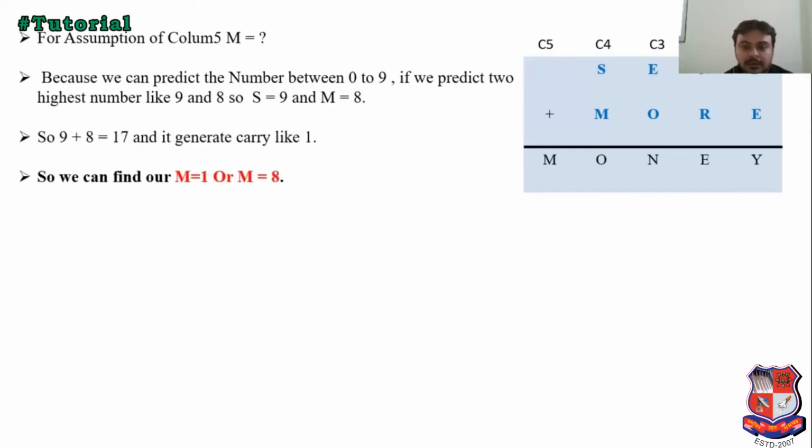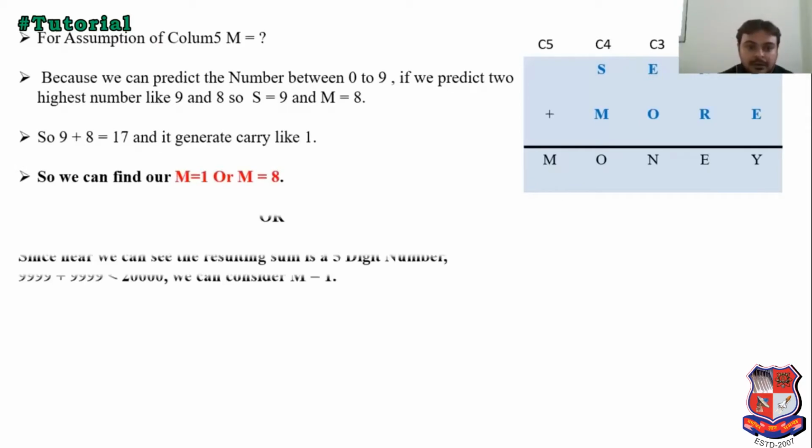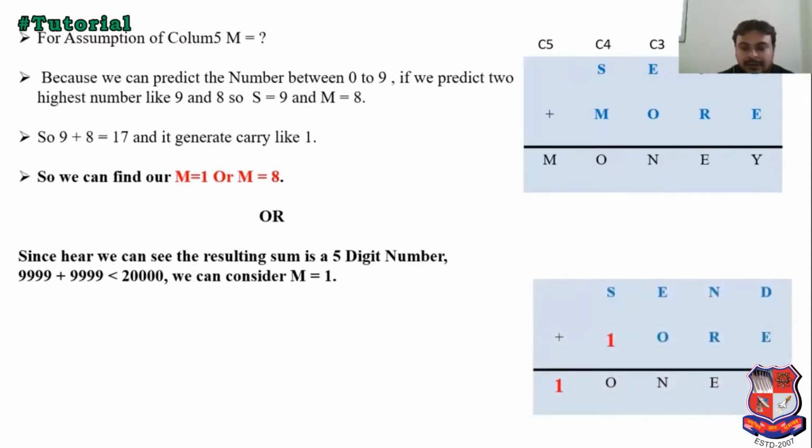It is not possible. So we apply another way. Here the resulting sum is a 5-digit number, and 9999 plus 999 is less than 20,000. So we can easily consider M is equal to 1, not 8. So in this example, we consider M is equal to 1, and we can write it like that.